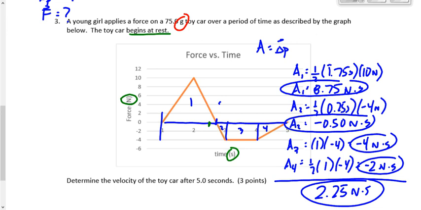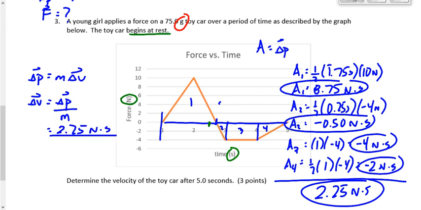Well, that's the area, that's the impulse, but we're looking for the velocity after 5 seconds. So let's say delta P is equal to m times delta V. Delta V is equal to delta P over m. Delta P is 2.25 Newton seconds. And the mass here, be careful, is 0.075 kilograms, 75 divided by 1,000. If you have trouble moving the decimal place over, just put 75 divided by 1,000 in your calculator, which gives us 0.075. Solve for that, it works out to be 30 meters per second.